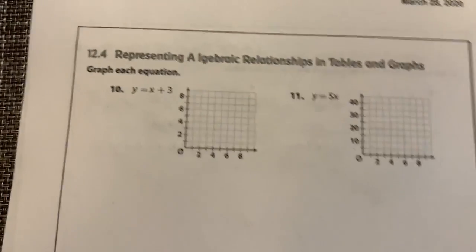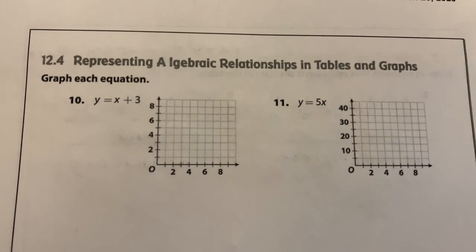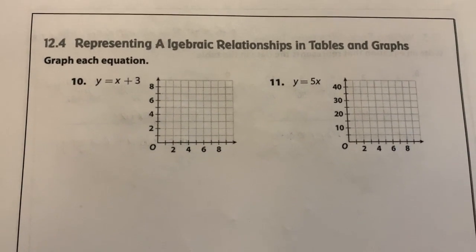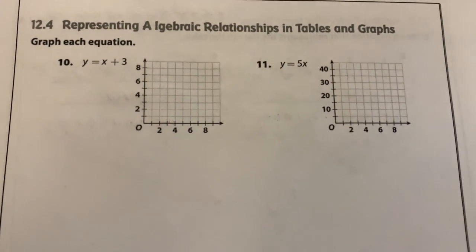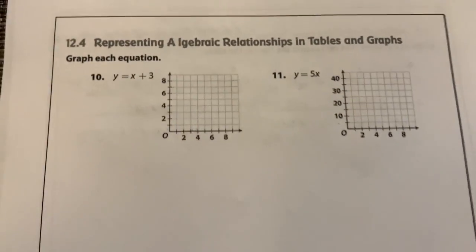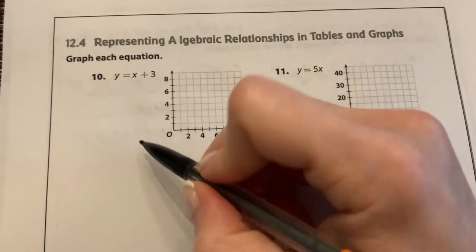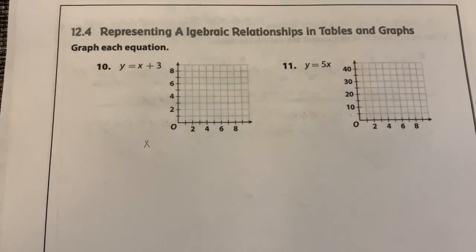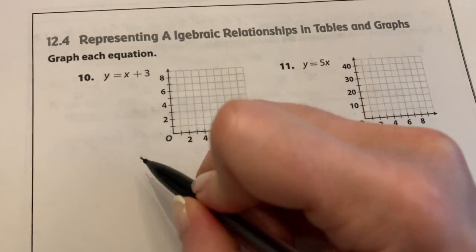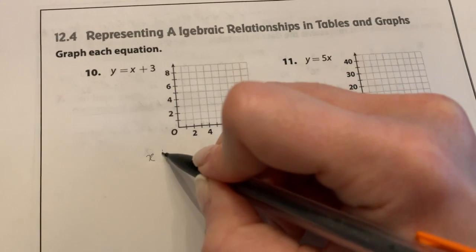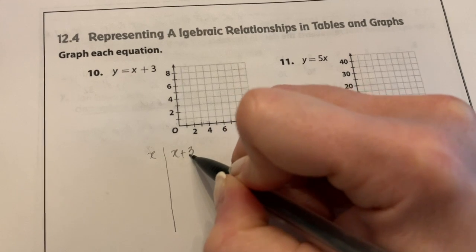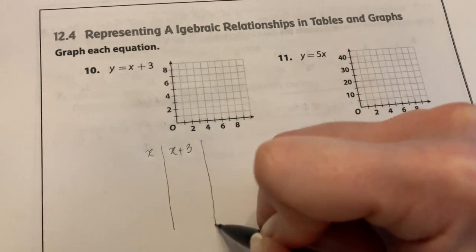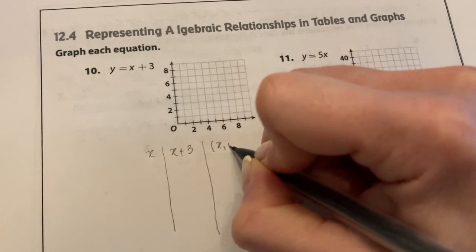Last but certainly not least was 12.4, and that was representing algebraic relationships in tables and graphs. So what I'm going to have you do is remember that I want to tell you to set up an XY table, okay? Or an input-output table. So x, and just going to help you remember, and your input, or whatever you want to call it, is x plus 3 here. And then your point x comma y.